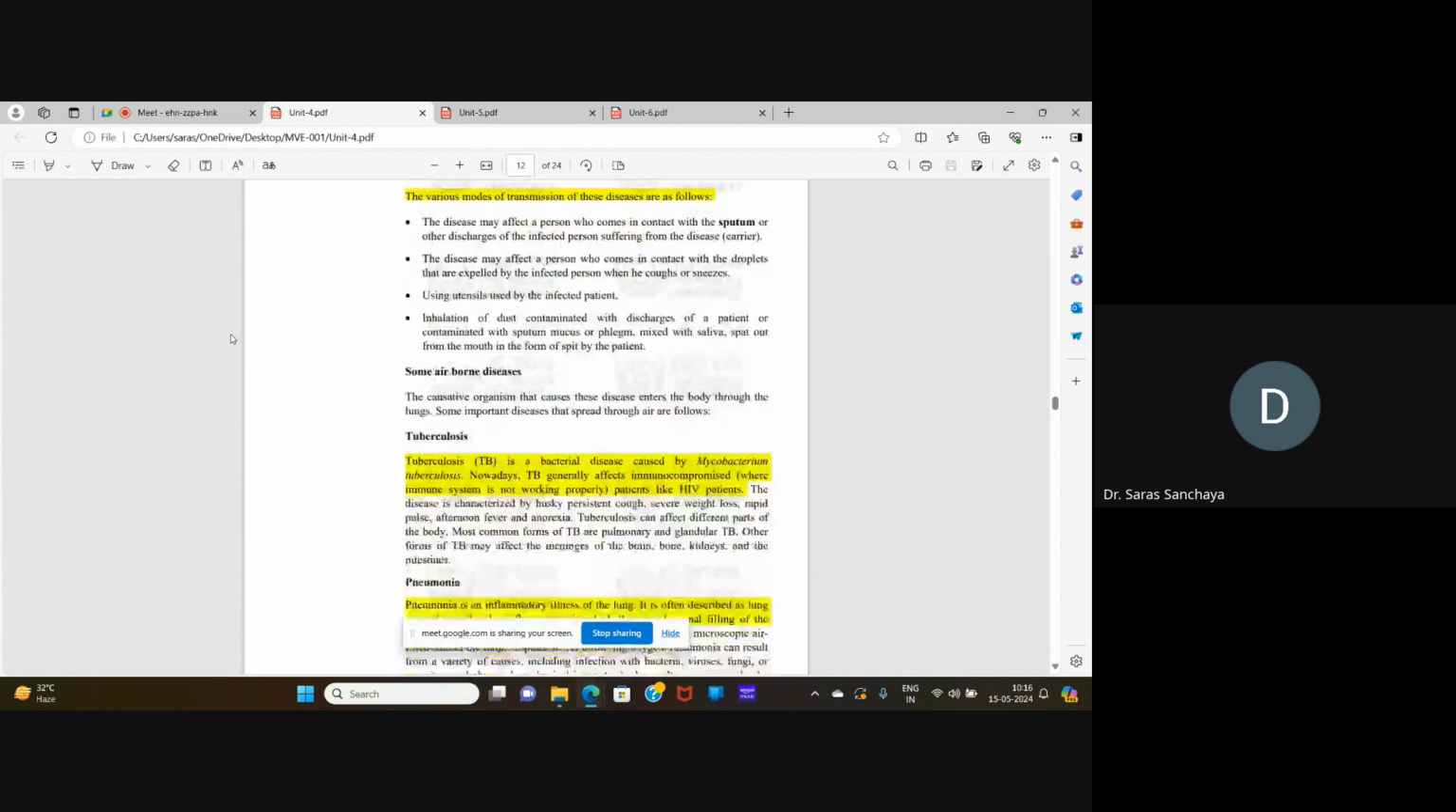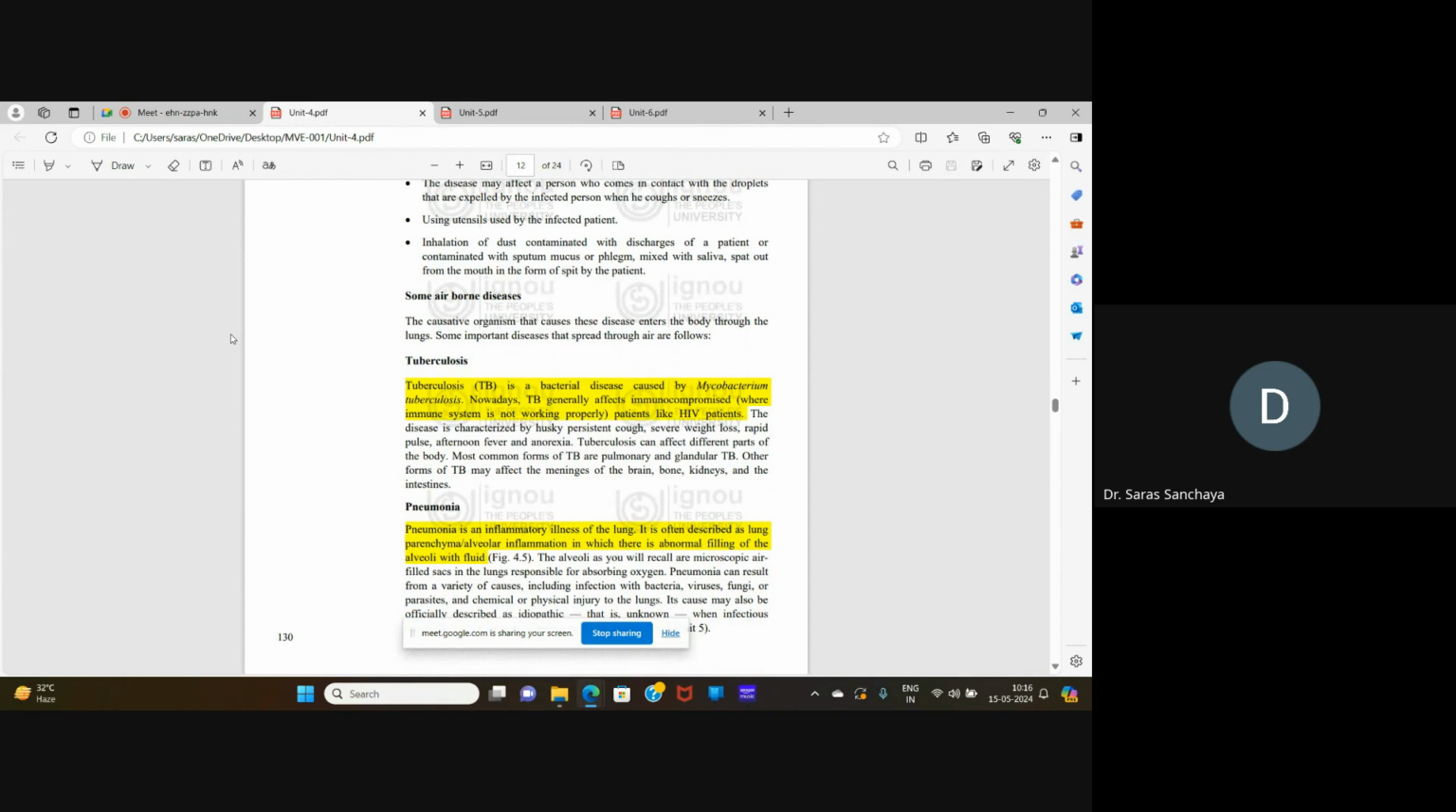Some airborne diseases, the best example is tuberculosis. Tuberculosis is a bacterial disease caused by Mycobacterium tuberculosis. Nowadays, TB generally affects immunocompromised patients, where the immune system is not working properly, like HIV patients. So it can cause various symptoms like persistent cough, severe weight loss, rapid pulse, afternoon fever, and anorexia.